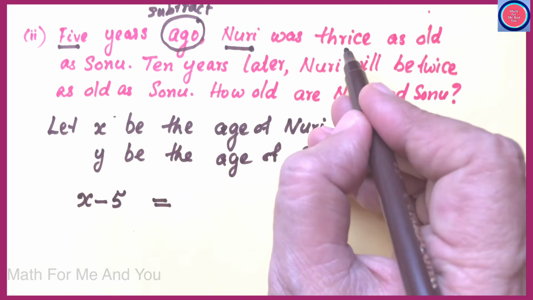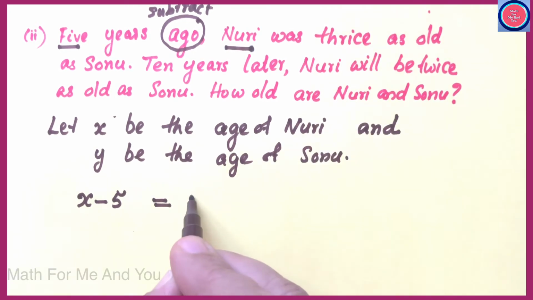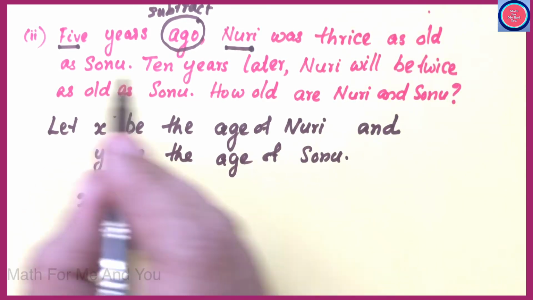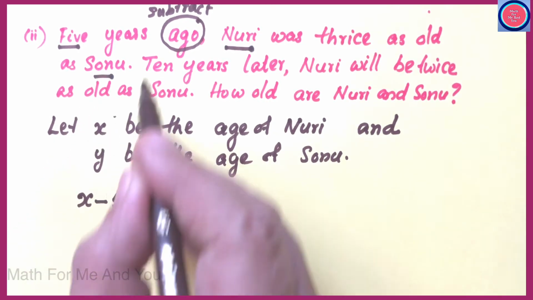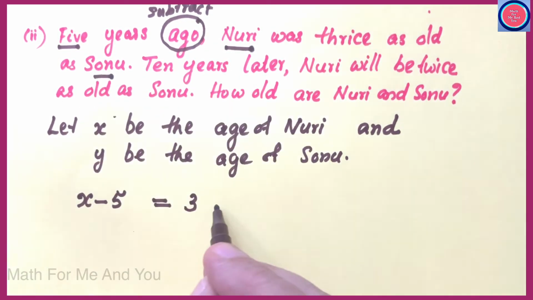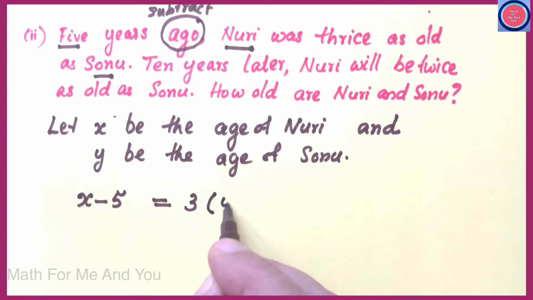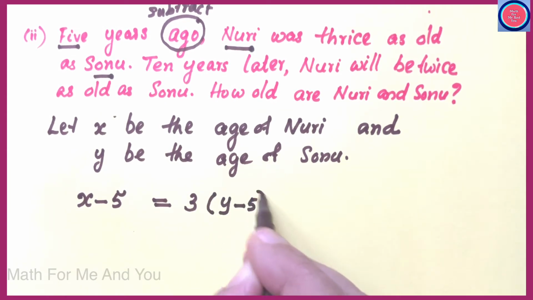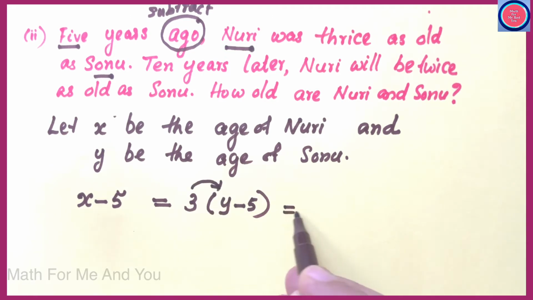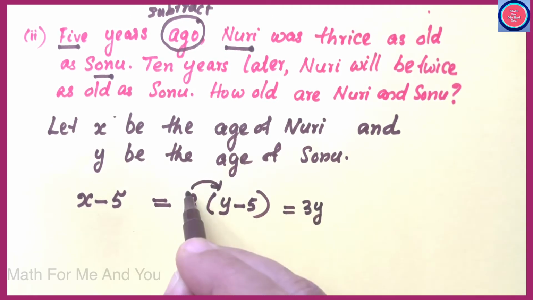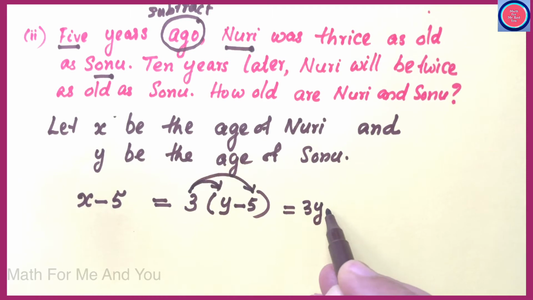And it is given, this is thrice. Thrice means what? 3 times as old as Sonu. Sonu's age now is y. 5 years ago, y minus 5. Subtract 5, y minus 5. So we get an equation, but we need to simplify. There is a bracket. We can remove the bracket by multiplying with the 3. Then rearrange the equation. Then we get 3y minus 15.